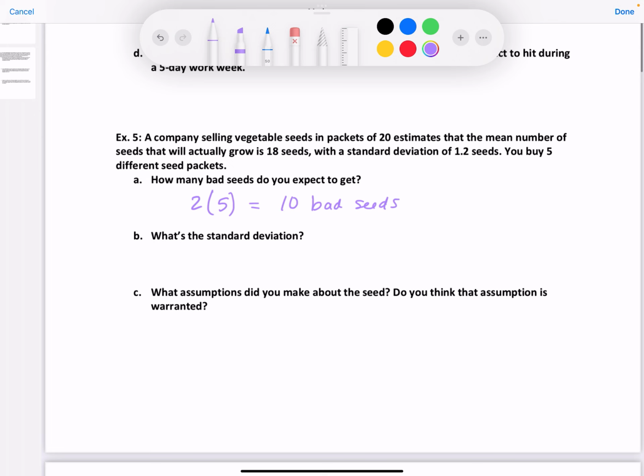So we would do variance is equal to 1.2 squared, which is 1.44. Then we can multiply that by 5. And so the standard deviation would be the square root of 5 times 1.44. I don't even know what that number is. And then that comes out to be 2.68 seeds.